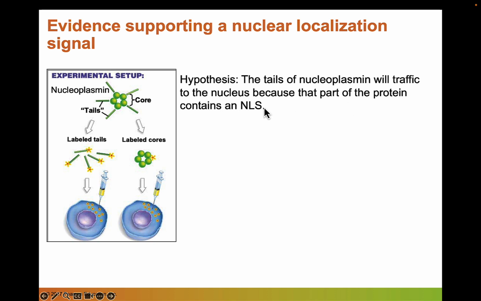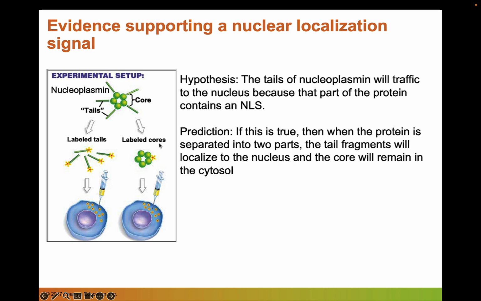part of the protein, the tails, that contains the NLS. So this is a good hypothesis because we have our guess and our mechanism. We think that there's going to be an NLS in this tail. And so what they did was they separated the head regions. They were able to separate the head regions from these tail regions. And then they labeled these with fluorescent markers. And so we could follow either where the tails went when they were injected into cells or the heads, okay?